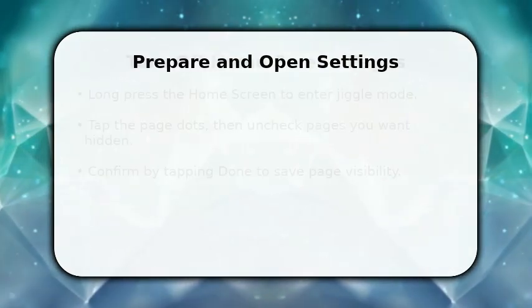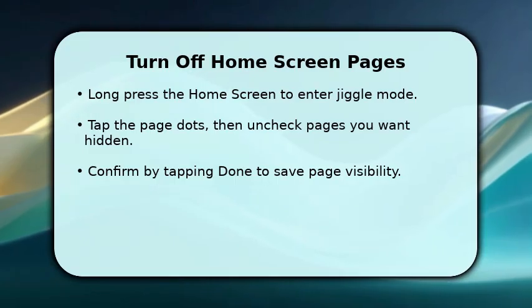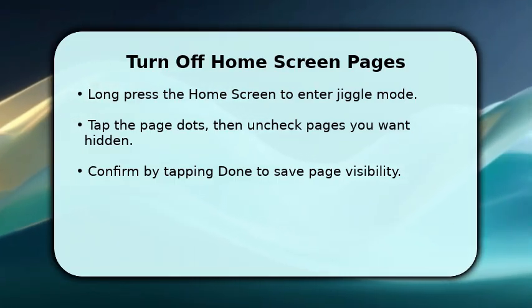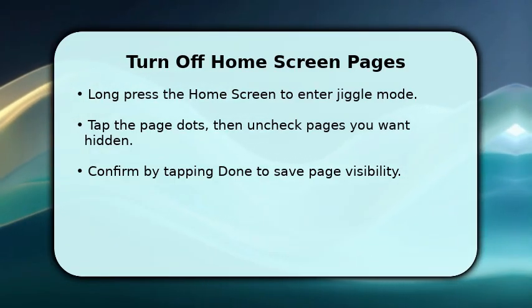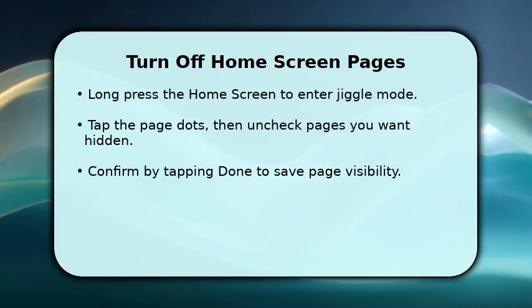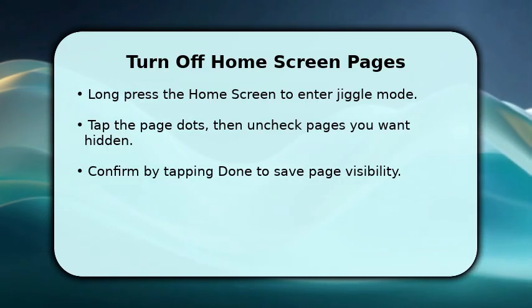Long press on any empty space until icons jiggle. This is called Edit Mode. Tap the row of dots above the dock to view all pages, then uncheck the pages you want hidden. This removes them from view without deleting apps.